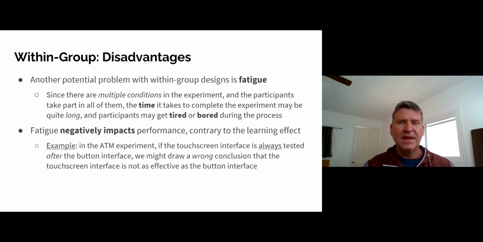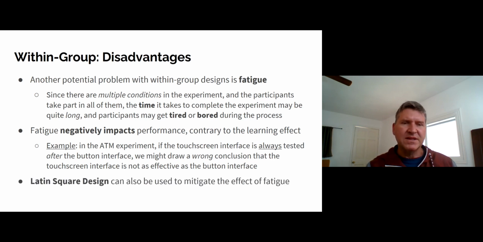So think about if we always do the touchscreen after the button interface with the ATM experiment, we may draw a wrong conclusion that the touchscreen is not as effective. Now, with an experiment like the ATM experiment, where we have 2 competing like an A/B test, it's easy to address this, but there's other types of studies where they have to do things in sequence or in serial, and so we can't alter the order as easily. And that's where we're going to see this fatigue.